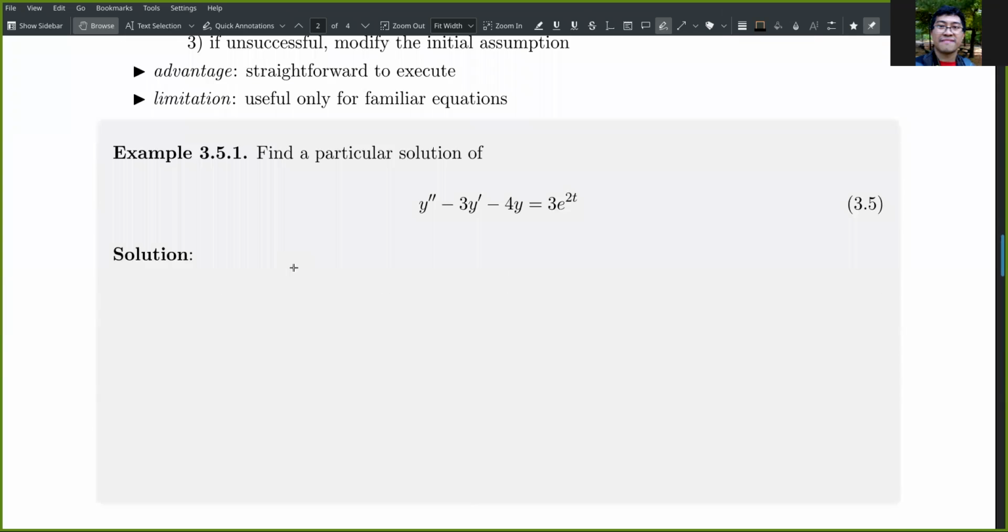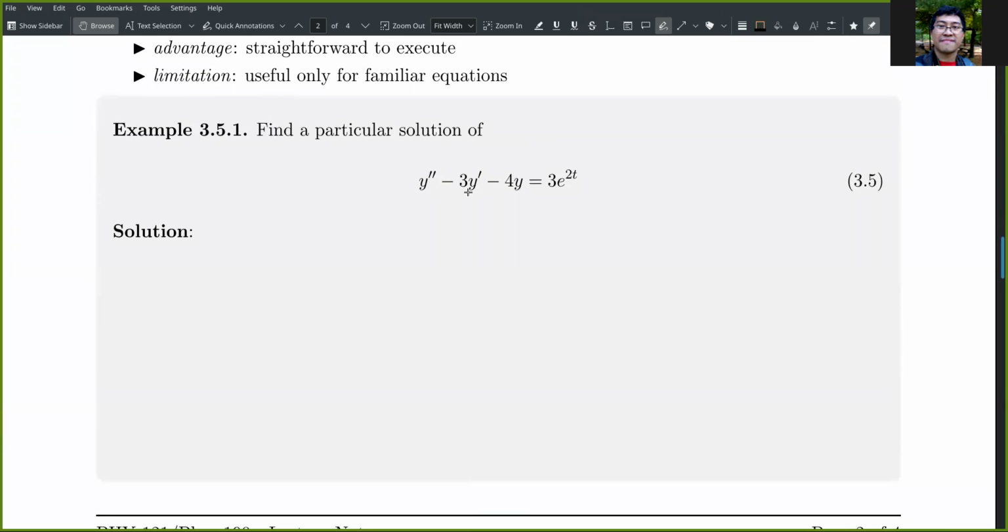So let's do an example. Find a particular solution of y double prime minus 3y prime minus 4y equals 3e^(2t). For the form of the particular solution, we can try some multiple of e^(2t). So say our particular solution is equal to coefficient A times e to the power of 2t.